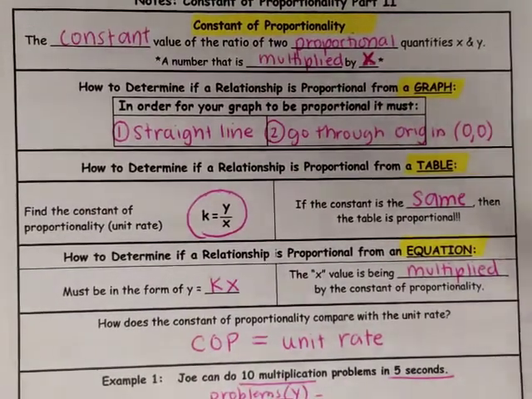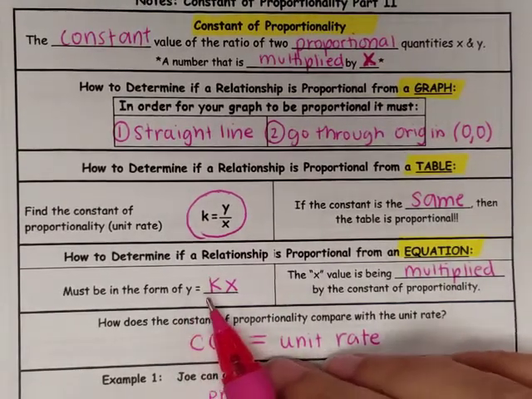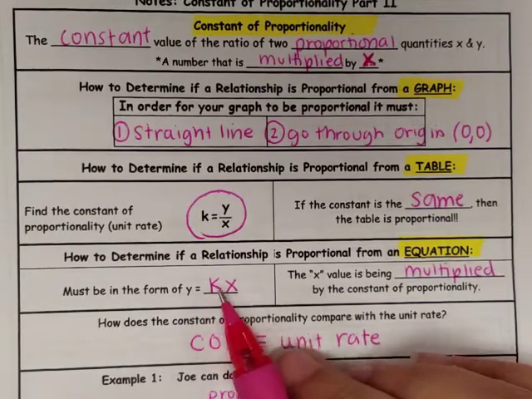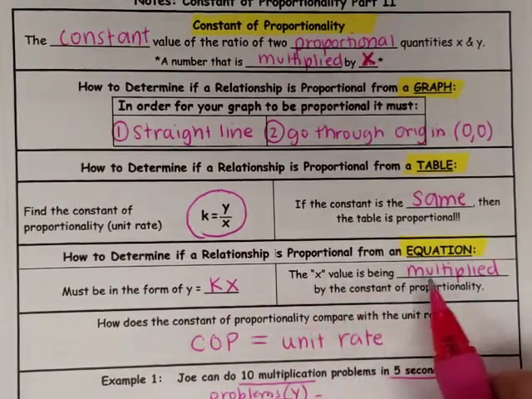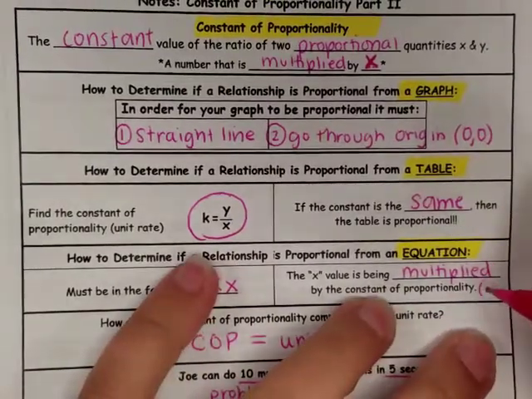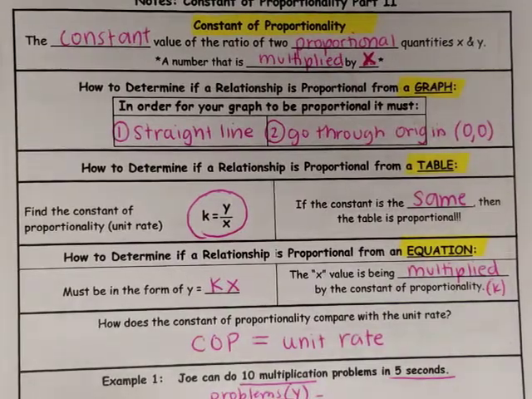And then the third way we're able to tell if something was proportional was from an equation. And the equation has to look in this form, y equals kx, where k is your constant of proportionality, your COP. The x value is being multiplied by that COP, which is your k value. So that was just a recap of what we learned in our last set of notes.